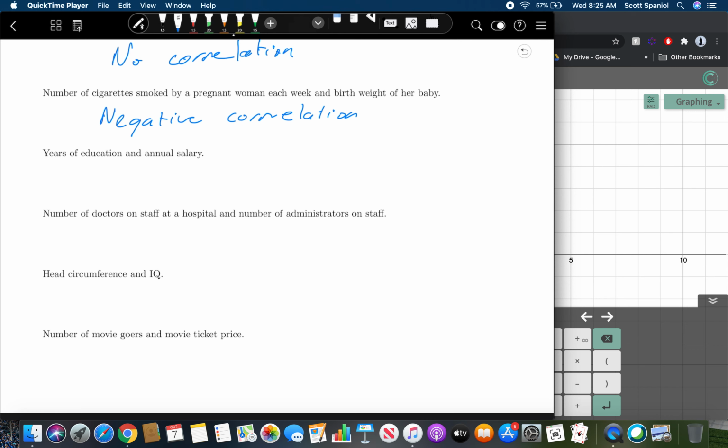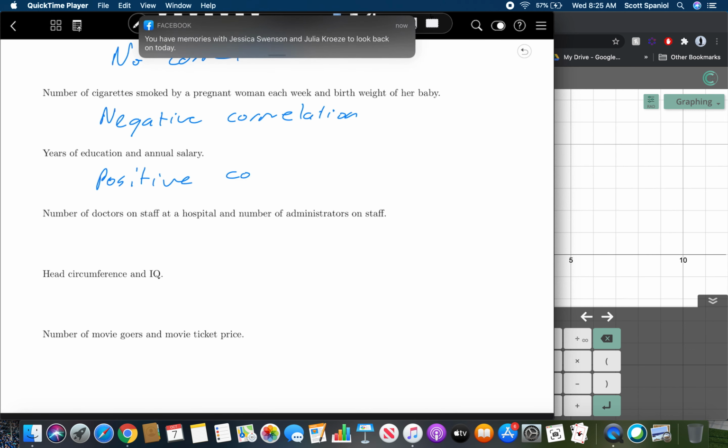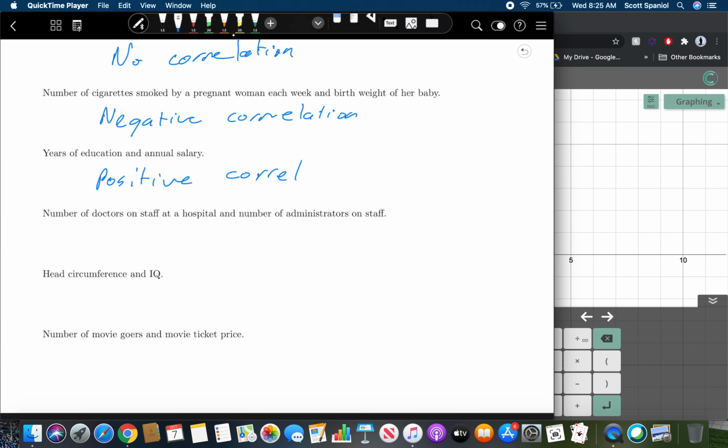Years of education and annual salary. This probably has some sort of positive correlation because the more you go to school, the more likely your salary is probably going to be higher. Now that won't always be the case, right? But it definitely could be.